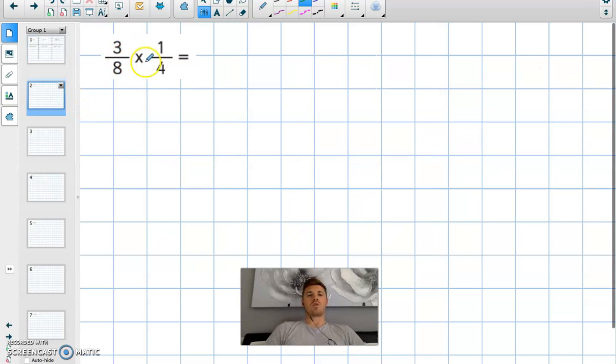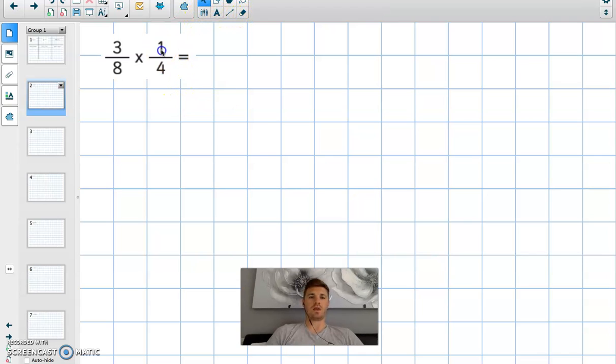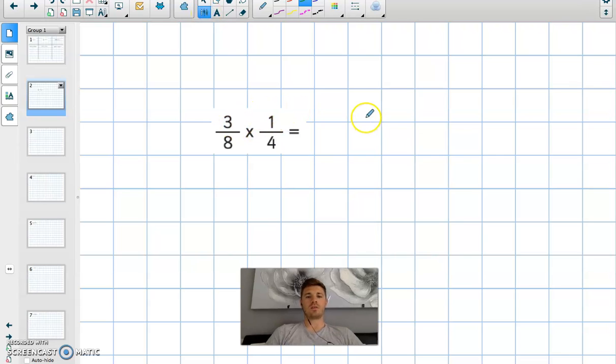The first question, you're multiplying two fractions together, and we know that when we multiply two fractions together, we multiply the numerators first. So 3 multiplied by 1 is 3, and then 8 multiplied by 4 is 32. 3 over 32 is your answer.